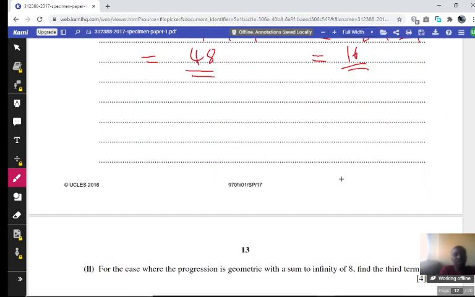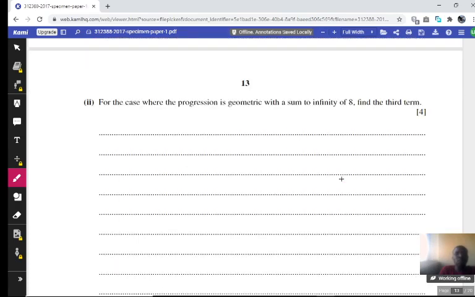We are done. Then this part, for the case where the progression is geometric with a sum to infinity of 8, find the third term. Right, so we are given that the first term a is equal to 4x. Then the second term, which is ar in geometric progressions, is equal to x squared. Then we are also given the sum to infinity of a GP. The sum to infinity is equal to a over 1 minus r.